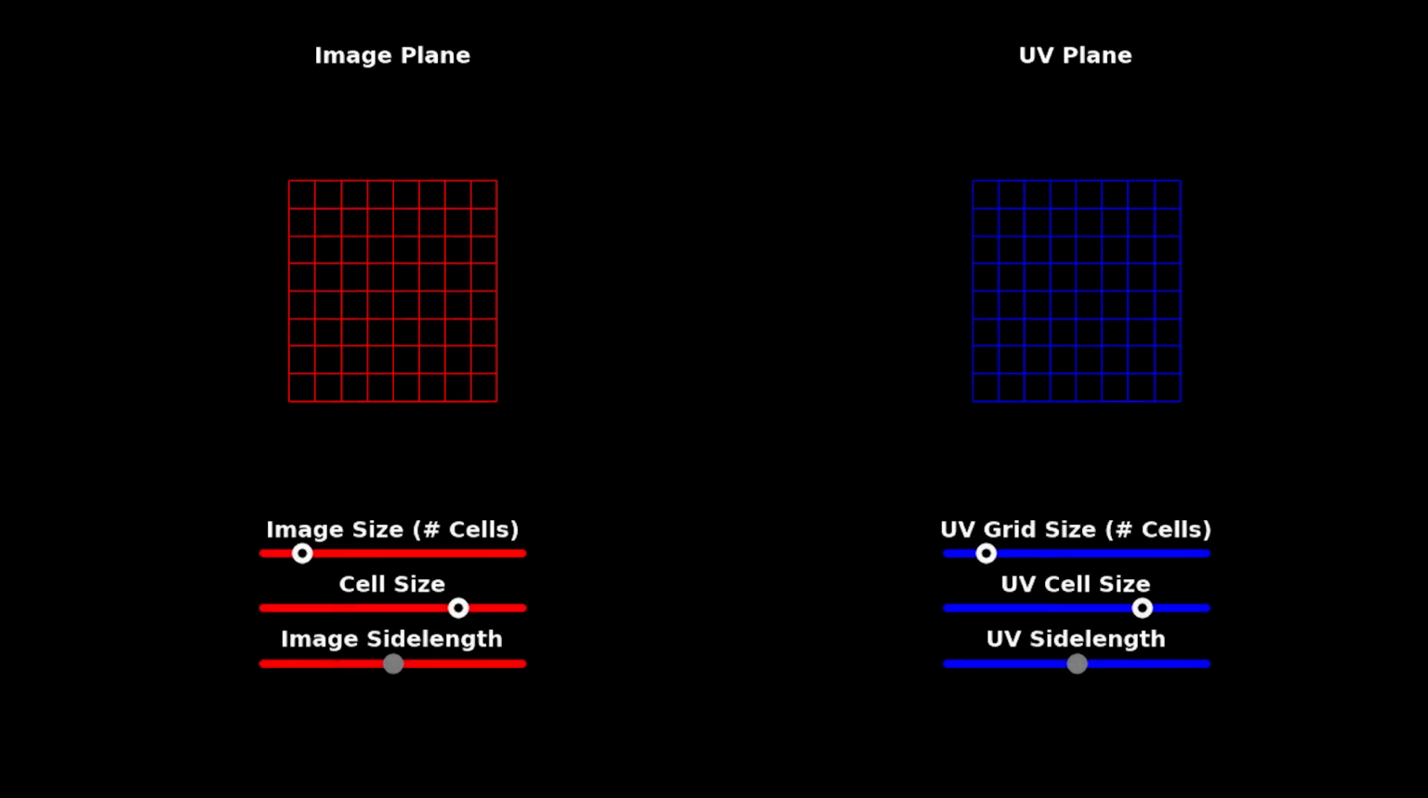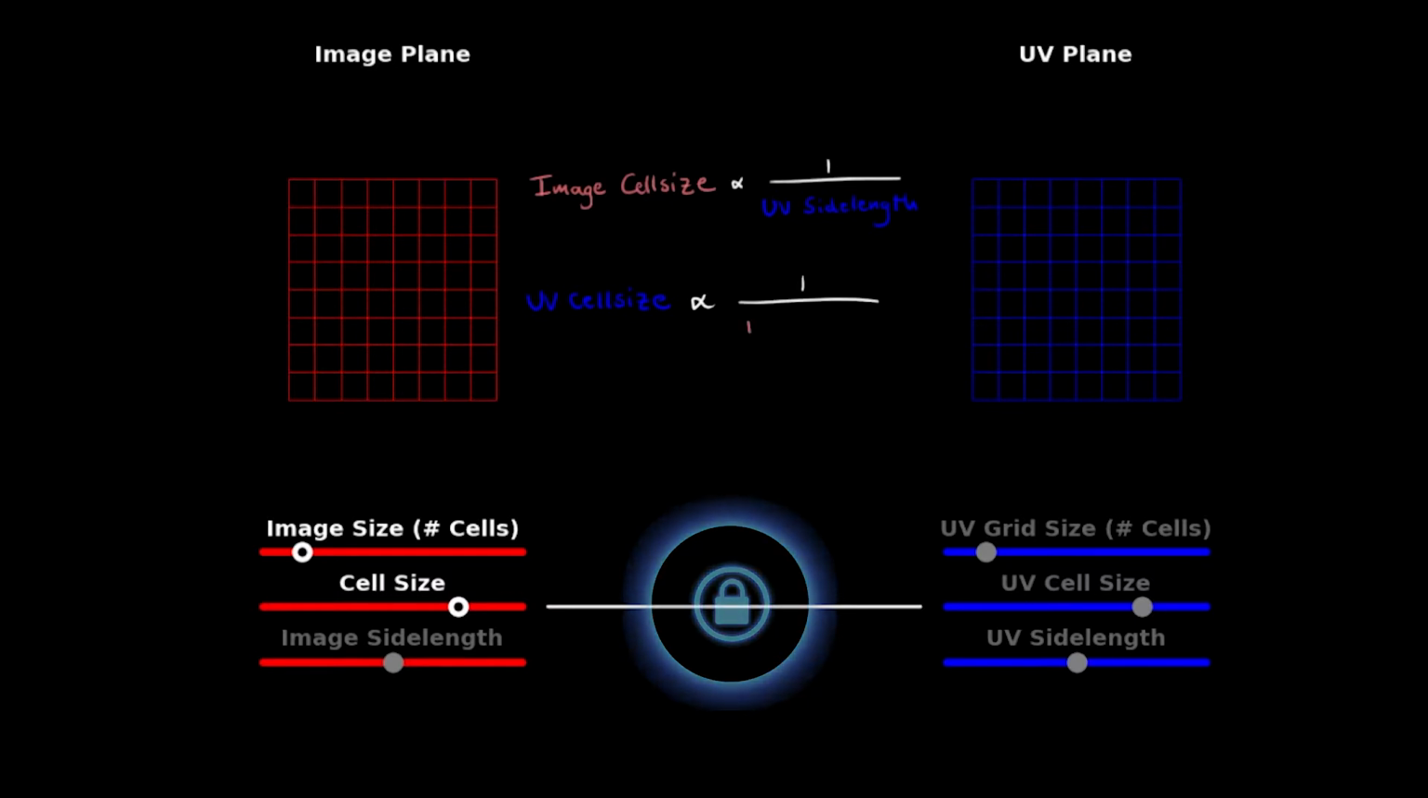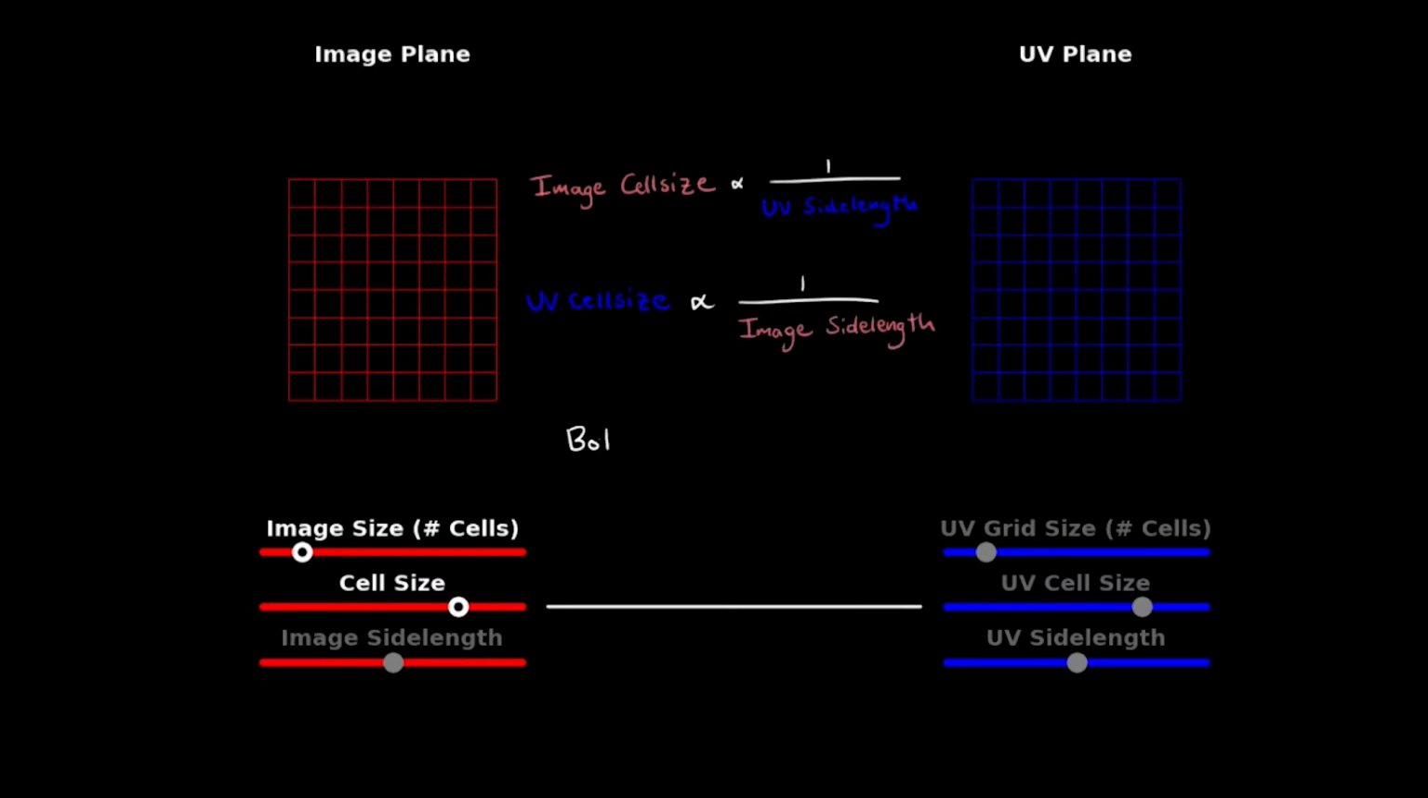Due to the Fourier relation, scaling in one plane is related to the scaling in the other. We only need to specify the parameters in the image plane, and we have then made choices that apply to the UV plane. The image cell size is proportional to 1 over the UV side length. Reciprocally, the UV cell size is proportional to 1 over the image side length. The image and UV grids always have the same number of cells. Thus, it is important to make choices that are appropriate both in the image domain and in the UV domain.